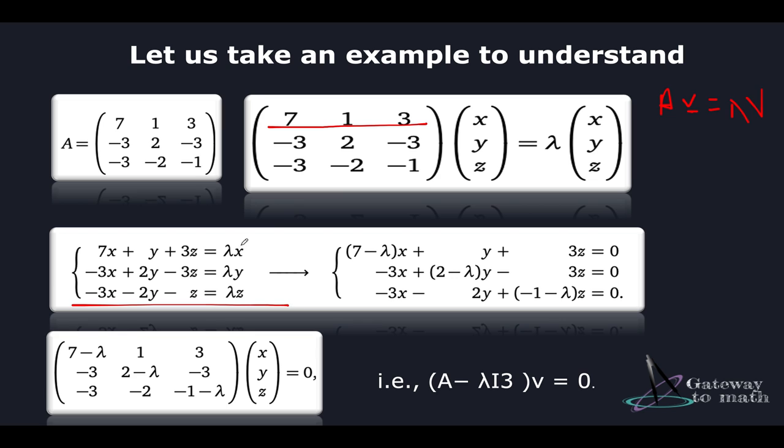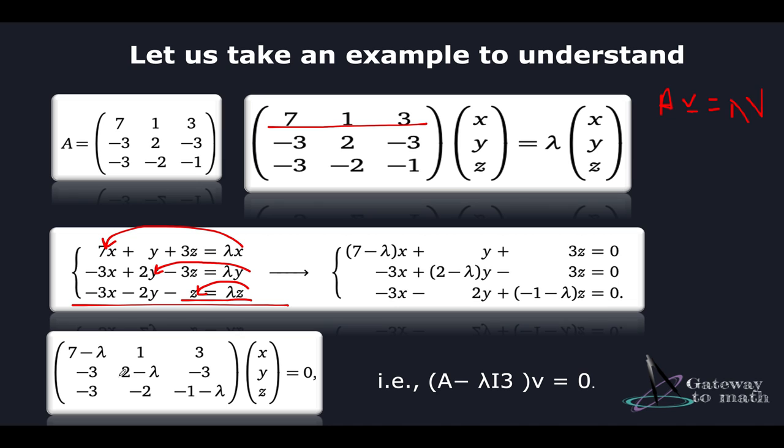This is the representation. I can actually club together all the x variables, all the y variables, and all the z variables. So what do I get? This comes here: (7 minus lambda)x plus y plus 3z equals 0. I have minus 3x, I've brought this here. The y is outside: (2 minus lambda)y, minus 3z equals 0. Minus 3x minus 2y plus (minus 1 minus lambda)z, we're taking these values out and this becomes 0. So this is the simplified representation of this value.